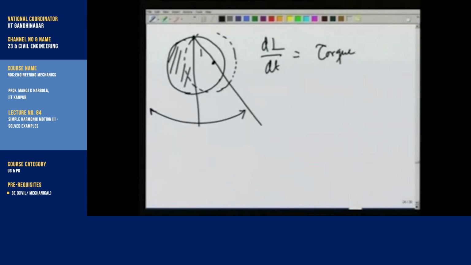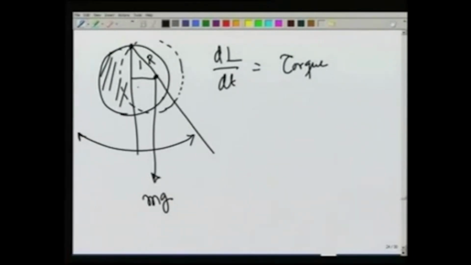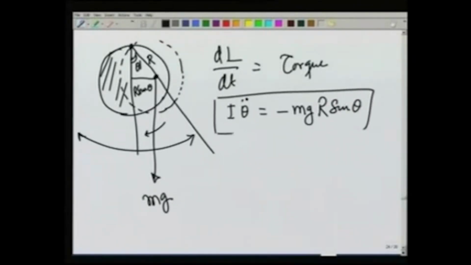In this case, the torque is going to be due to its weight mg, which will be at a distance r sine theta, if the radius is r and this angle is theta. And this is going to be opposite to the displacement, and therefore I can write I theta double dot is equal to minus mg r sine theta. That is the equation of motion governing the motion of this disc when displaced from its equilibrium position.